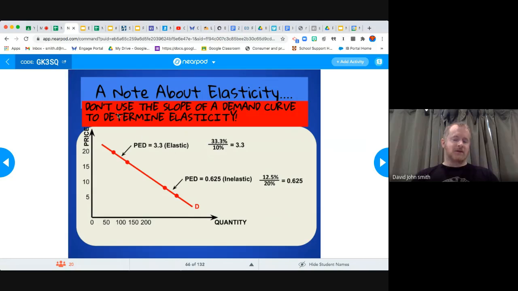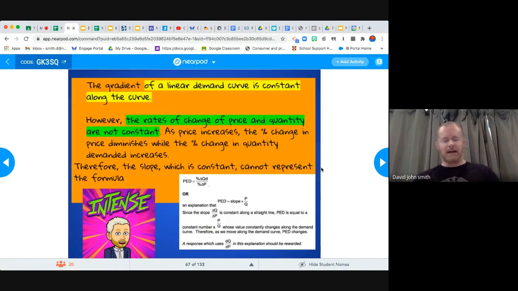Scary. So it's a bit of a note to not use the slope of the curve to determine elasticity. You've actually got to do the equations. The slope can give you an indicator of overall elasticity, but it can't actually give you the point values for elasticity. Why is it? Because the gradient is going to be constant along a curve. The slope is constant. And again, the mathematicians amongst you will know this. The slope is constant along a linear demand curve. However, the rate of change of price and quantity aren't constant.